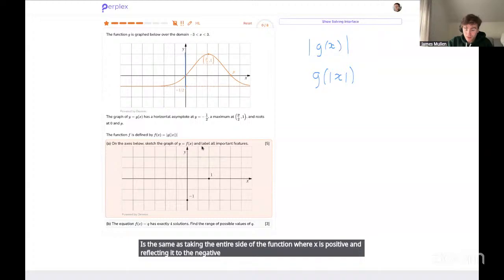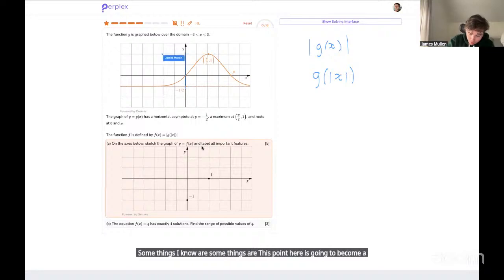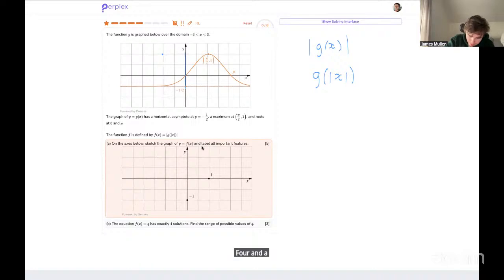So I'm going to draw this in two stages. I'm going to start by drawing what g of the absolute value of x is, and then I'm going to take the absolute value of that again. Some things I know are that this point here is going to become a point here because I'm going to mirror it across, and this axis intercept at pi is going to become an axis intercept at pi again. So if I move that over, it's going to be at 4 and a bit, so it's going to be here.